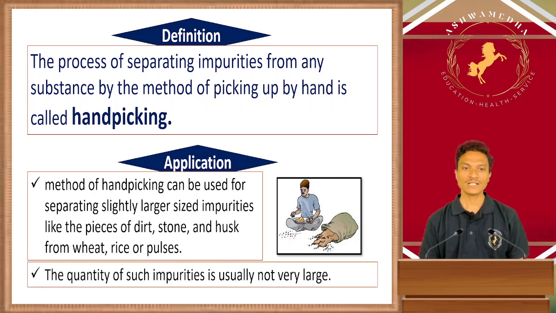See, in this process, the quantity of such impurities is usually not very large. As I already told you, there should be not much variation in the size of the impurities and useful substance. Okay, dear students? Yes, very simple. I hope you have understood what is handpicking. So now, shall we go to the next method of separation of substances?